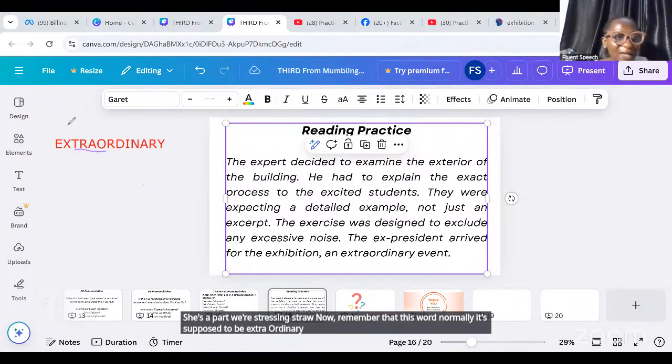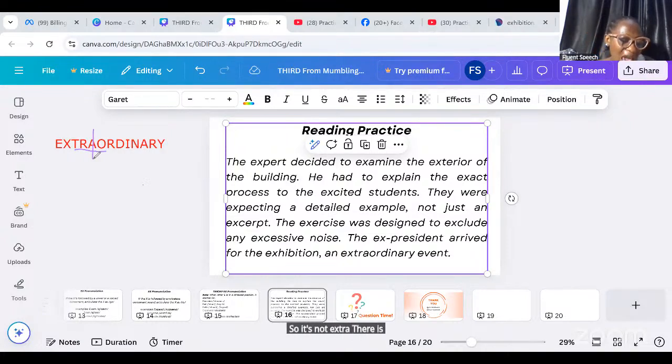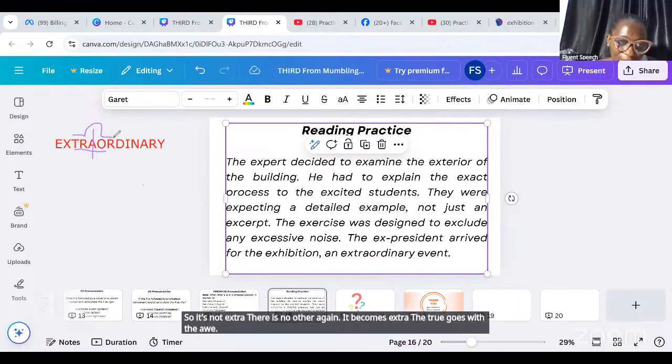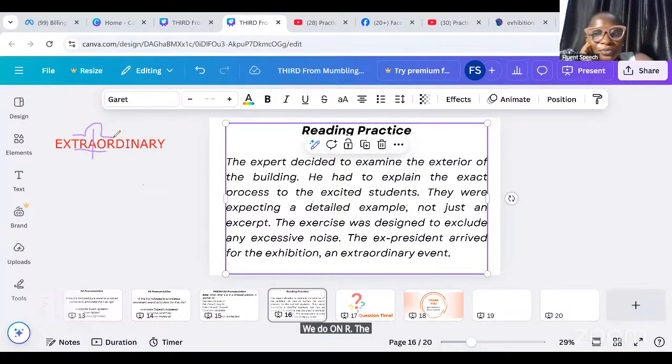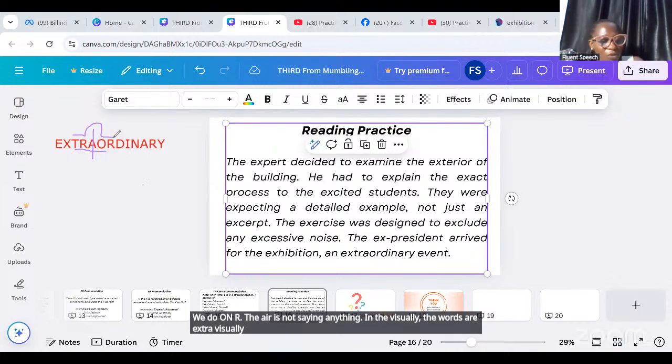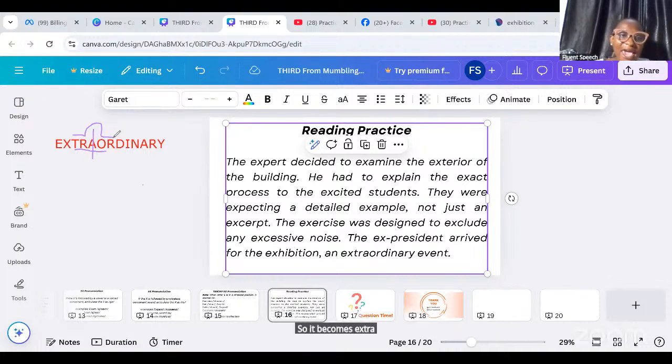extraordinary. But when we pronounce it, the A doesn't say anything. So it's not extra. There is no A there again. It becomes extra. The "tr" goes with the O, with the O and R. The A is not saying anything. Individually, the words are extra, then ordinary. So we're supposed to say extra-ordinary. No. The A there would not be heard. So it becomes extra. So there's a straw we are stressing.